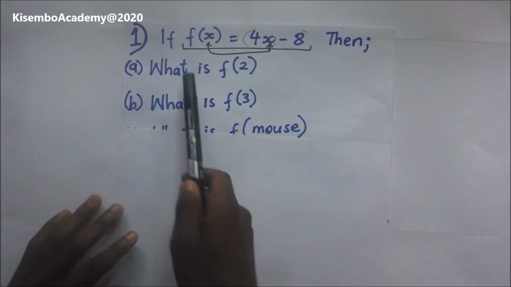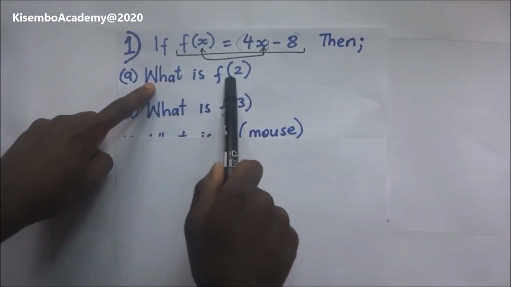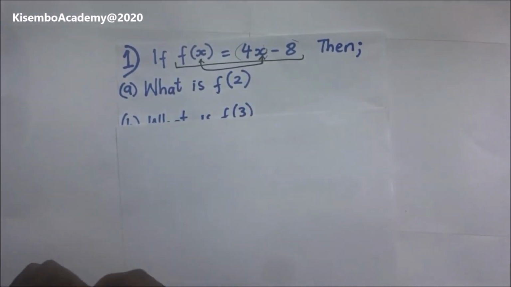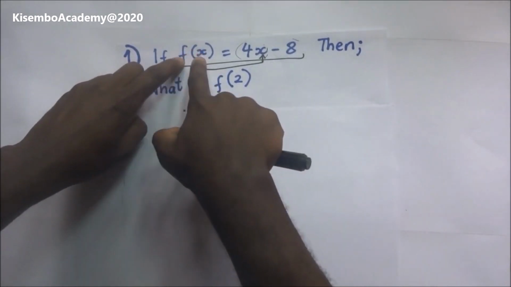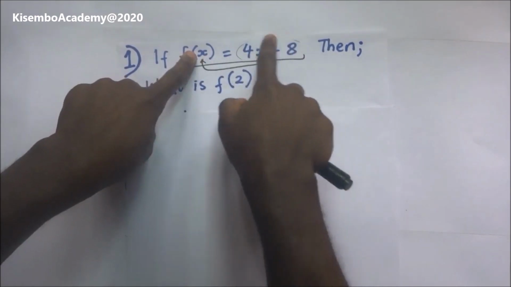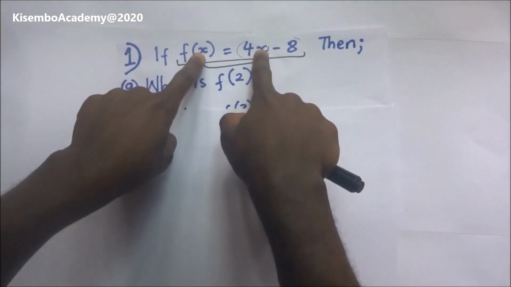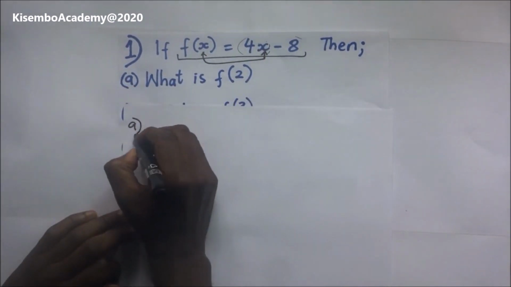Number 1 is telling us that if f of x is equal to 4x minus 8, then part A, what is f of 2? Now if you look at this function, f of x is equal to 4x minus 8, where there is x, you may look at it this way, that x is in the brackets, so when we look at this linear function, whatever is in the brackets is what is substituted here.